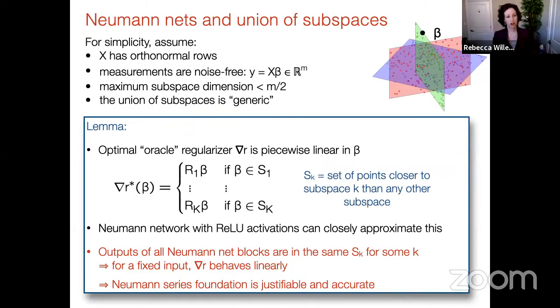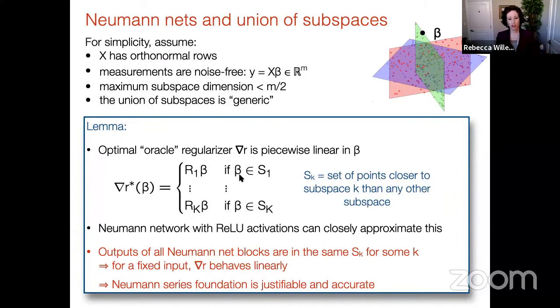So what we were able to show in this case, where the training images, the betas, all lie in a union of subspaces under some reasonable assumptions on X, is the following. First of all, we could imagine that if we knew what that union of subspaces was, then we could write down what the optimal regularizer or optimal regularizer gradient might look like. And unsurprisingly, it's piecewise linear in beta.